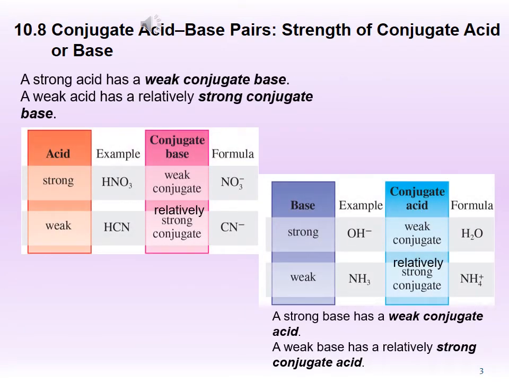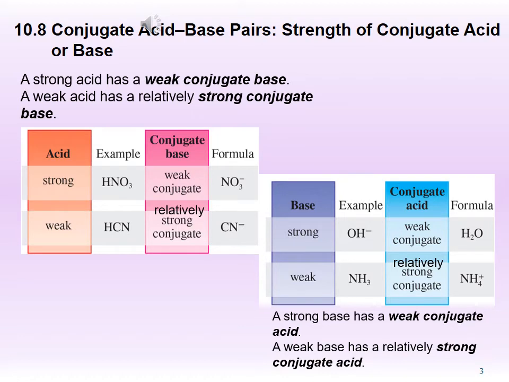A strong acid has a weak conjugate base. A weak acid has a relatively strong conjugate base. But remember, this doesn't mean the conjugate base is a strong base. To qualify as a strong base, it has to be fully ionized. A relatively strong conjugate base doesn't satisfy this criterion.